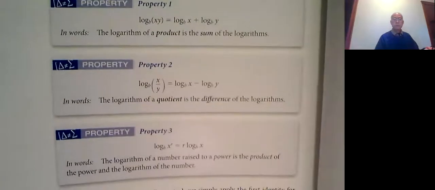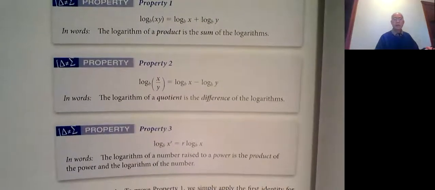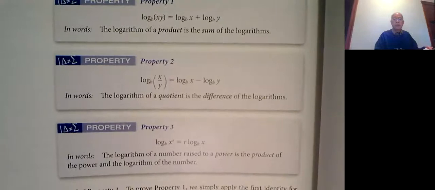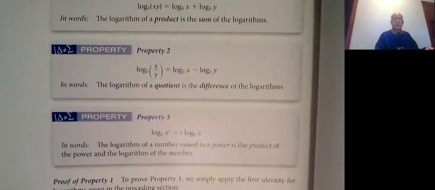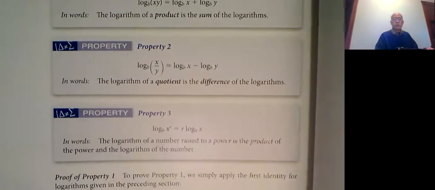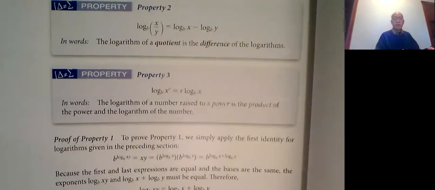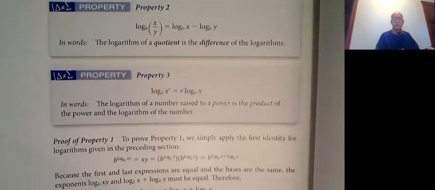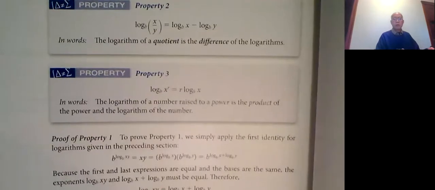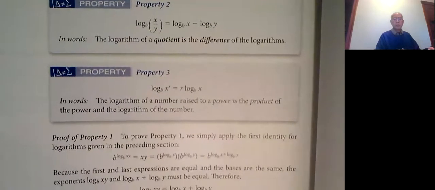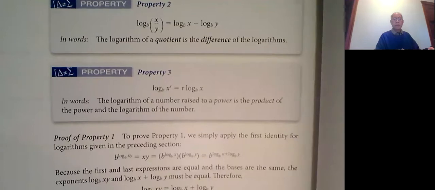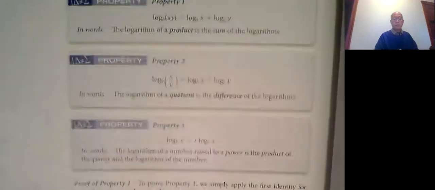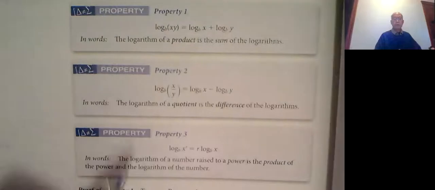Property 2, log base b of x divided by y equals log base b of x minus log base b of y. The log of a quotient is the difference of the logs. And property 3, log base b of x to the r power is equal to r log base b of x. The log of a number raised to a power is the product of the power and the log of the number. So we'll be doing a lot of this, this, and this.